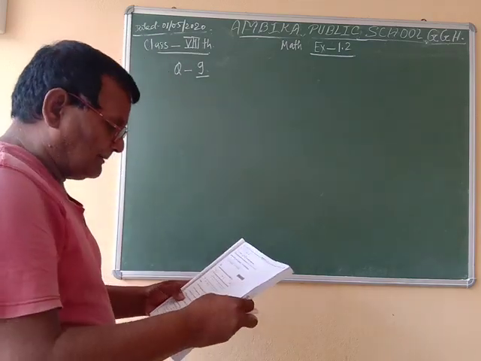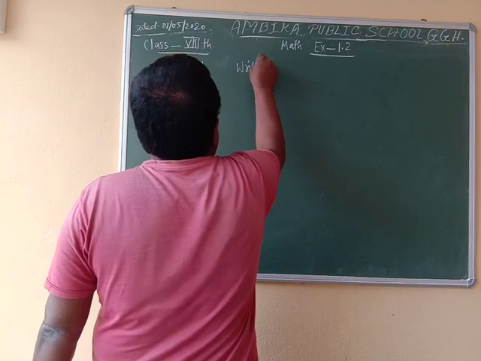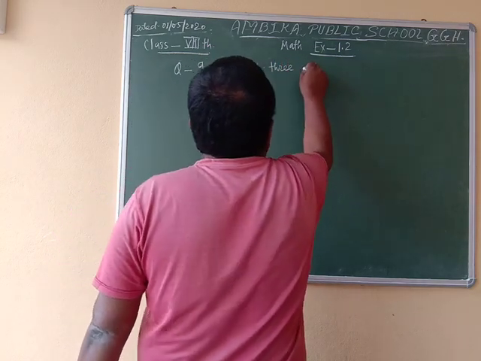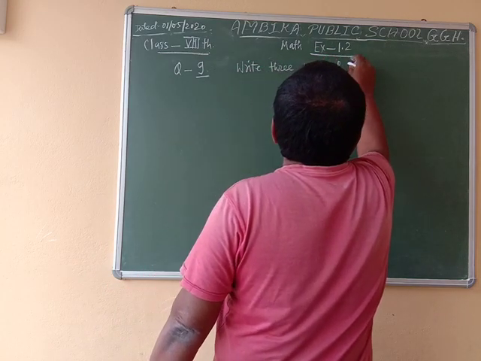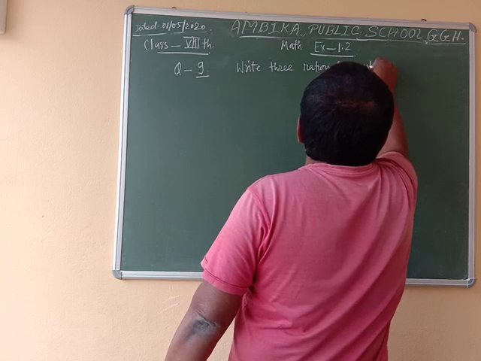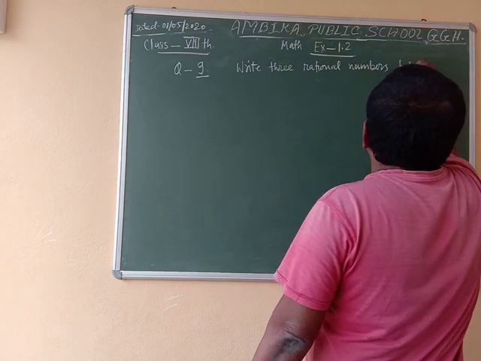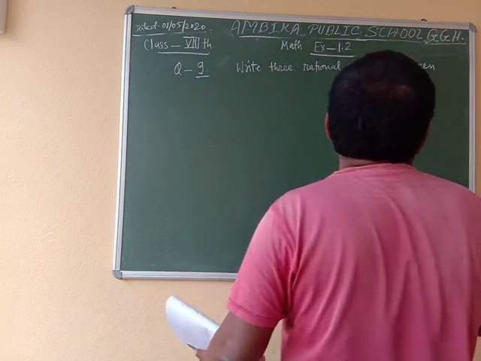Write three rational numbers between -2 and 0.